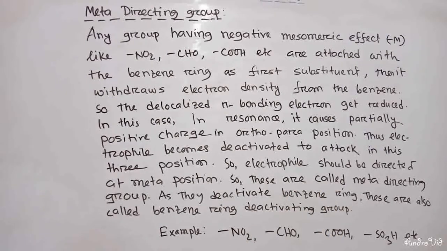While a meta directing group is attached with the benzene ring, it is clear from resonance that at the ortho para positions they produce a partially positive charge. So an electrophile should not be directed to the ortho para position as there is a partially positive charge. So the electrophile will be directed to the meta position in the case of meta directing groups, and that's why these are called meta directing groups.